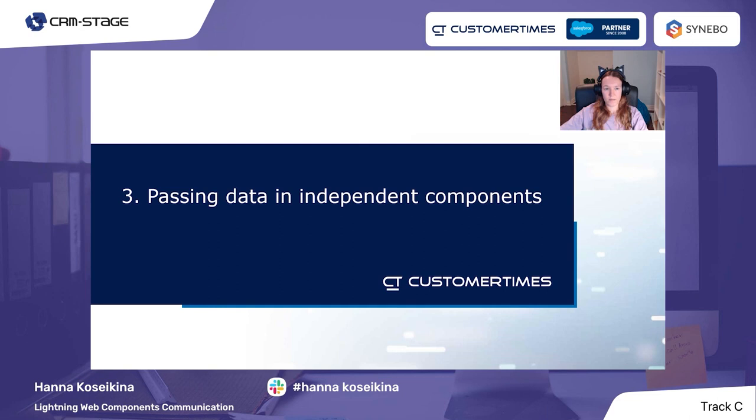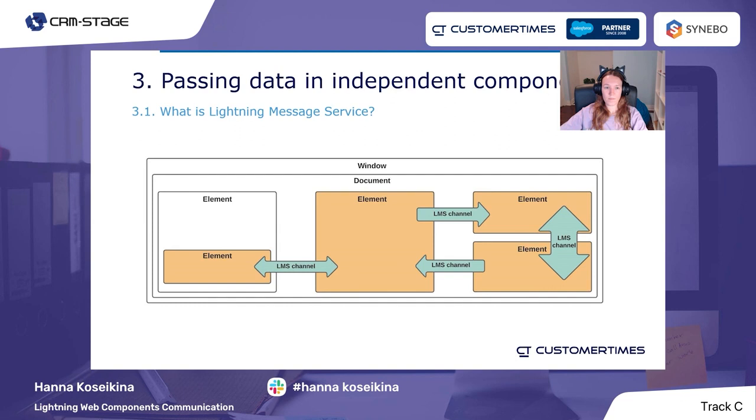And passing data between independent components. Just to remind, it's when we have components which are in different shadows, different DOMs, not related in any way, just related as being placed on the same Lightning page, but without a direct connection. The first option is Lightning Message Service. How does it work? It basically works as a kind of bus, which is the LMS channel.